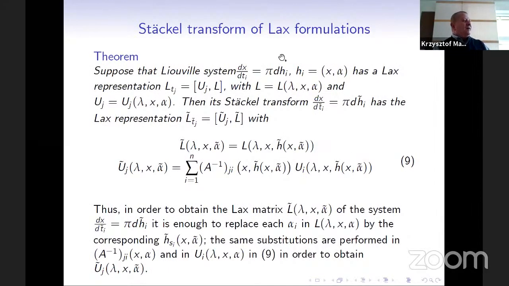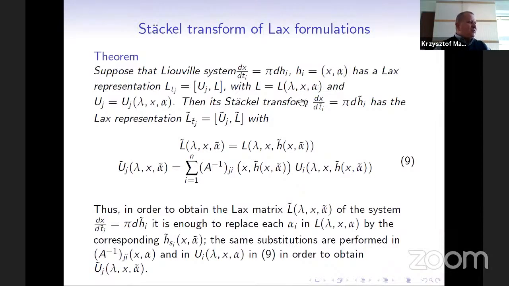Now a result that helps us to understand how the Lax formulations of two Liouville systems are related. First, we suppose that we have a Liouville integrable system. Again, suppose that these Hamiltonians depend on some extra parameters, otherwise we cannot perform any Stäckel transform.